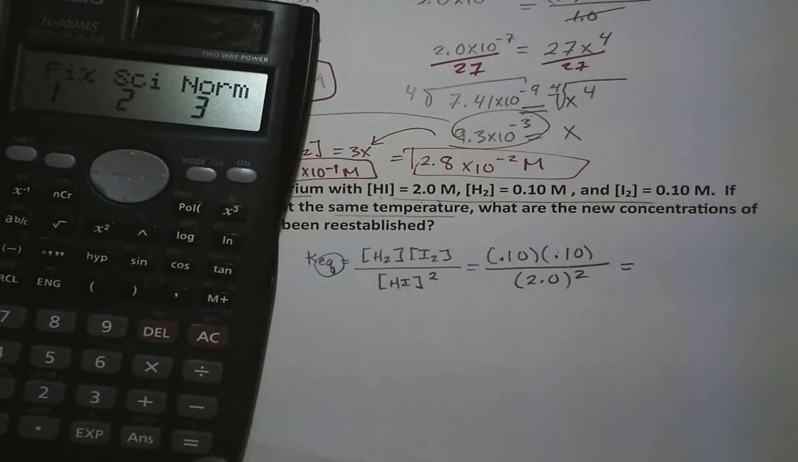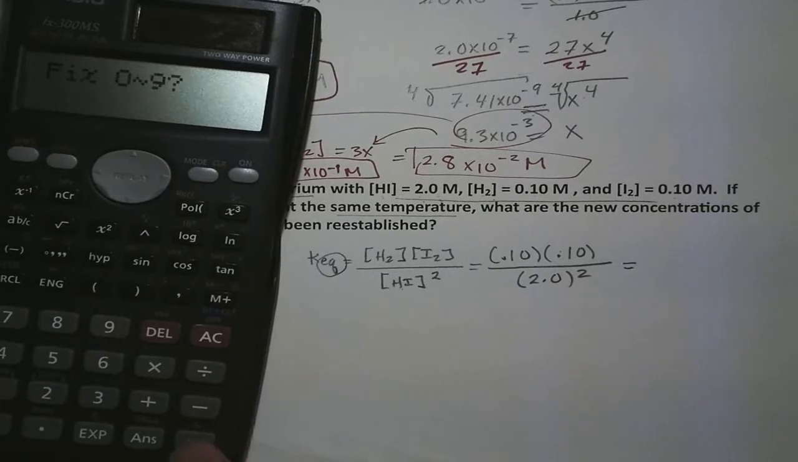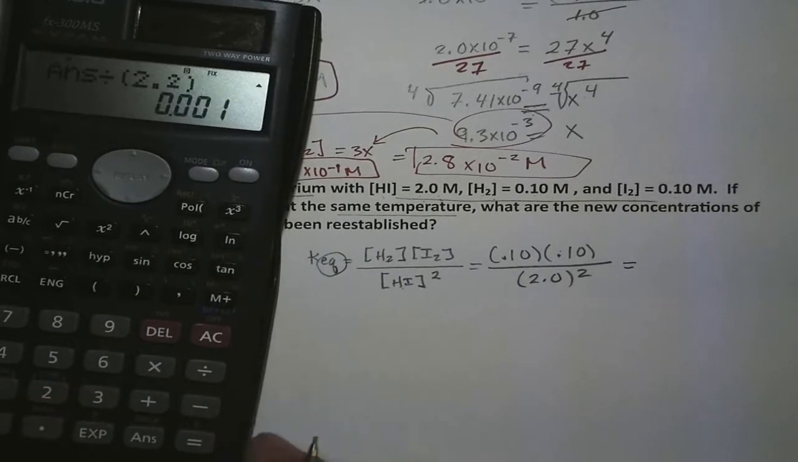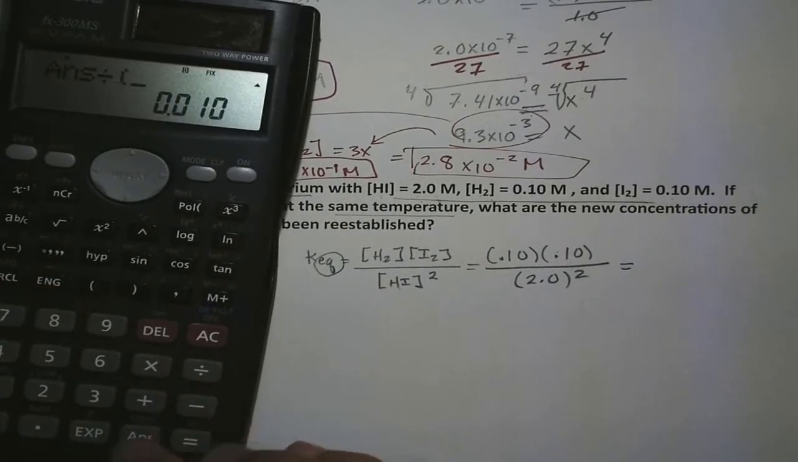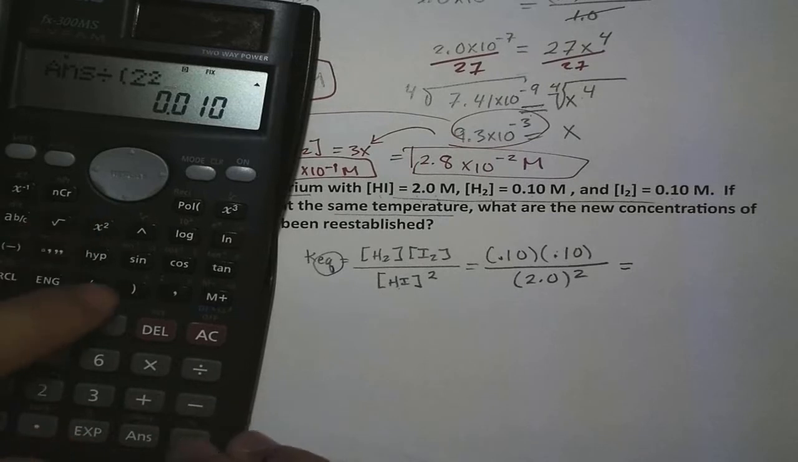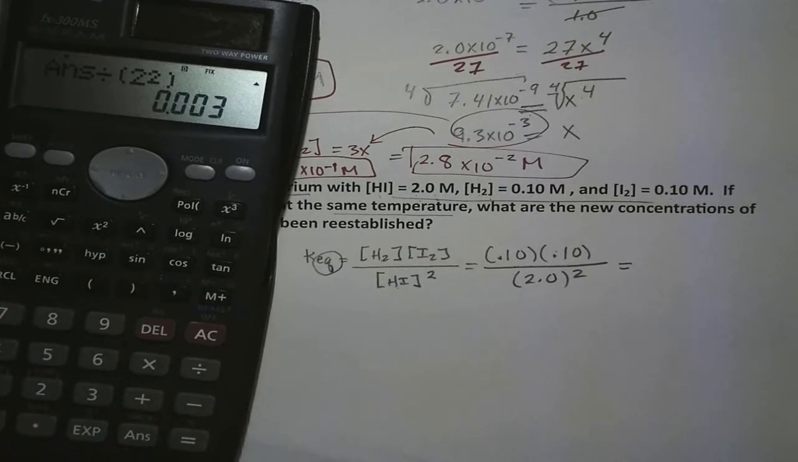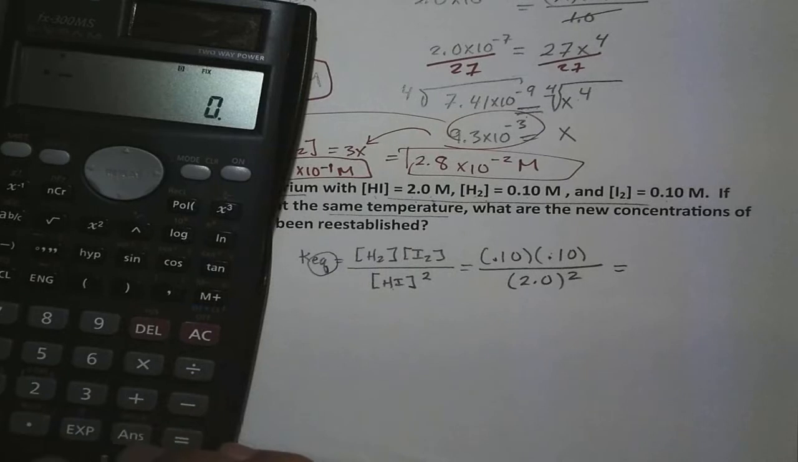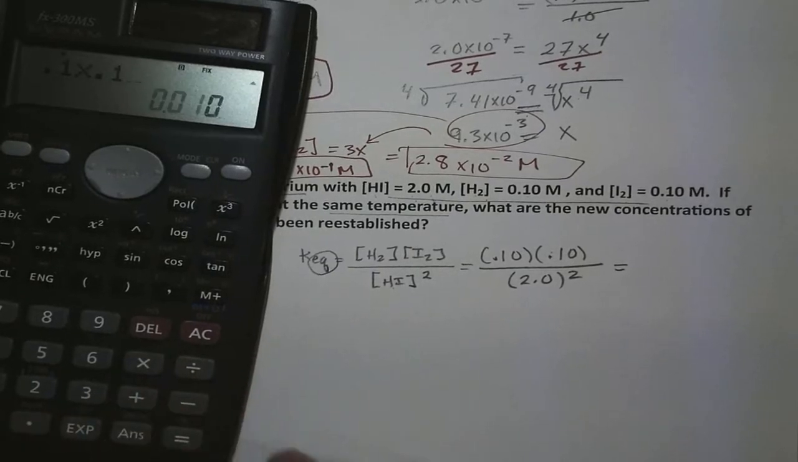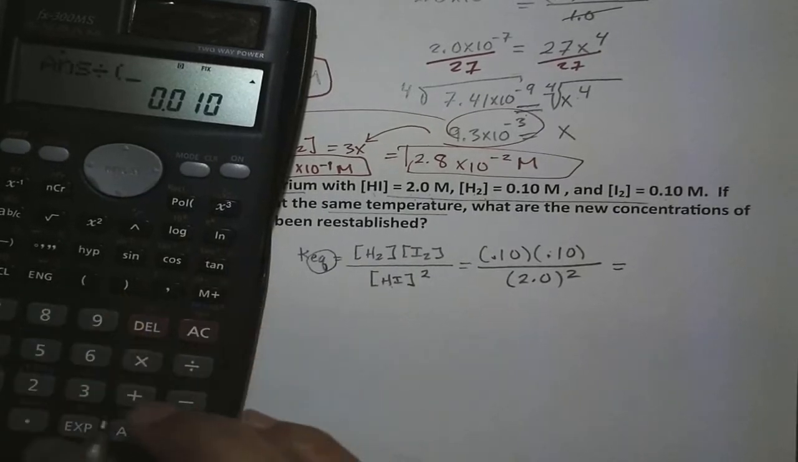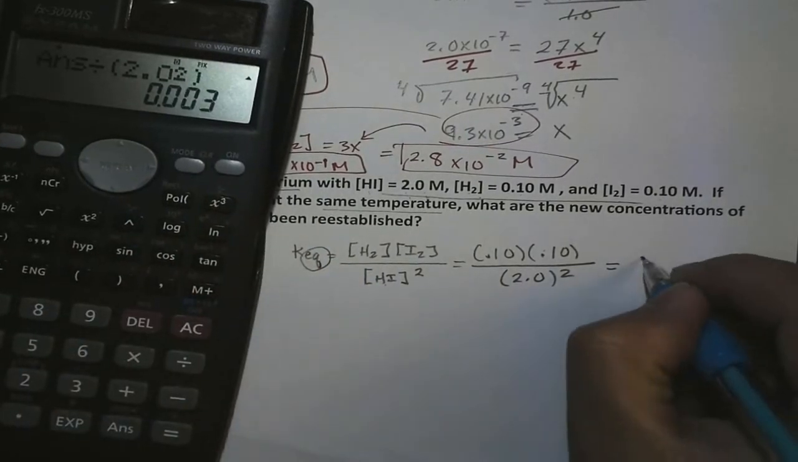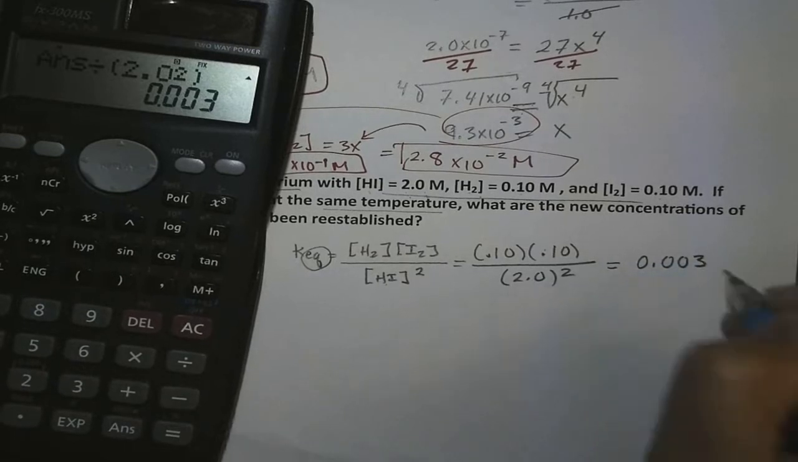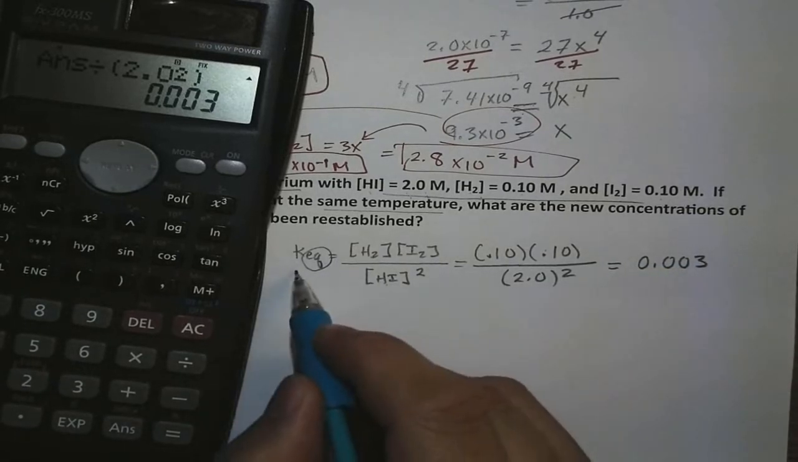This is where it gets tricky, because you know why? I'll show you why later. Okay, but let's change it to decimal form. So we have 0.1 times 0.1 divided by 2 to the second power. Let's plug this into our calculator. We have 0.1 times 0.1, divided by 2.0 to the second power, gives us 0.003. Okay, so keep that in mind. That is the value of K.